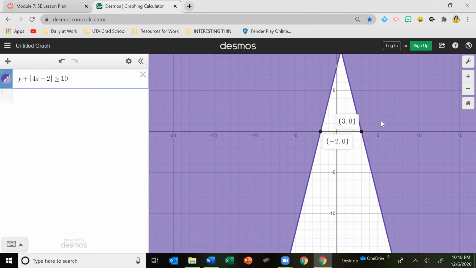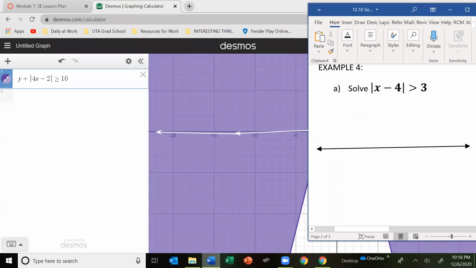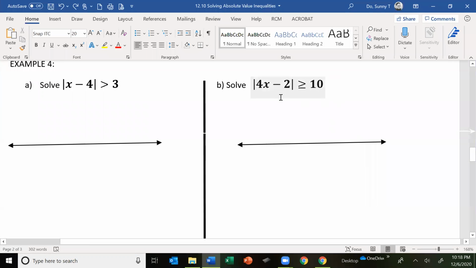We have -2 and 3. And the shaded part is to the left of -2, like this. You can see that, right? And then to the right of x equals 3. All right, so we are going to represent that on our own graph, and write our final answer.